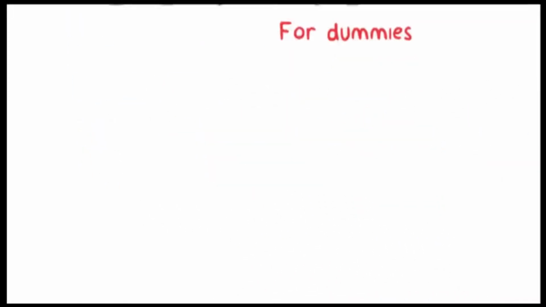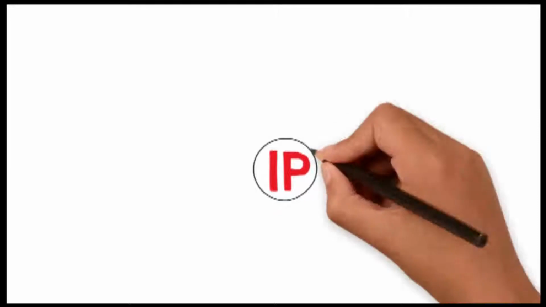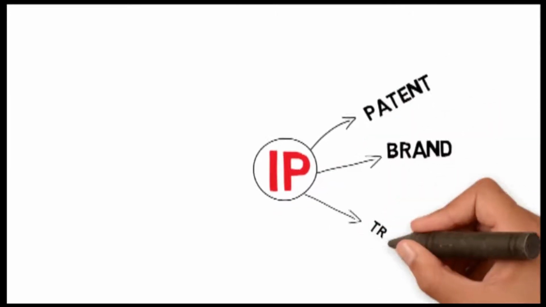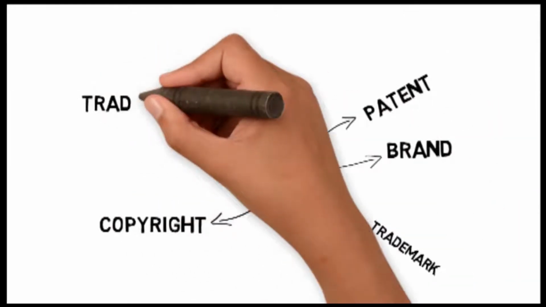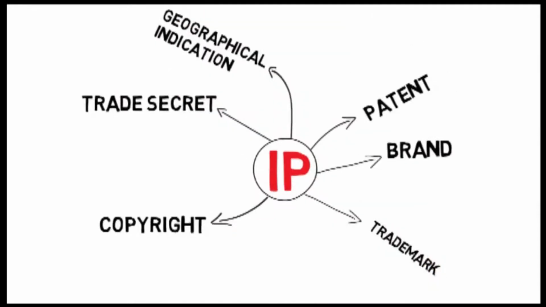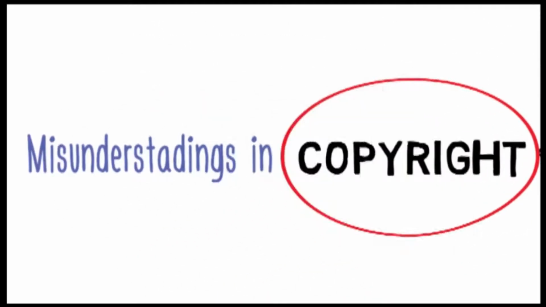IP for Dummies. When it comes to intellectual property, there are many things that cross your mind, like patent, brand, trademark, copyright, trade secret, geographical indication, but not everyone has clear knowledge about all of them, so we make this series on every misconception in IP. For the very first episode, we're going to talk about copyright, the one you may have heard of 1,000 times, but not completely understand.